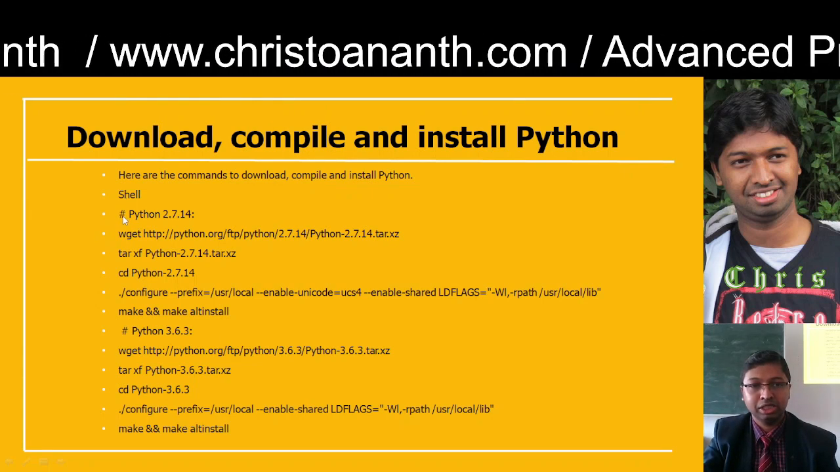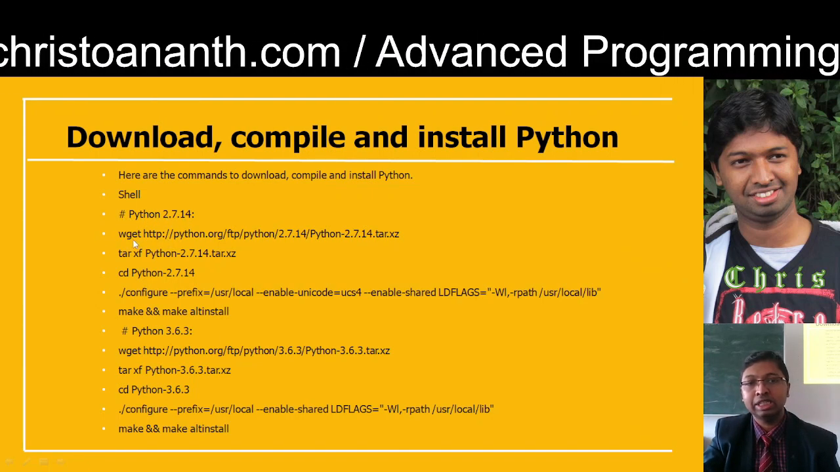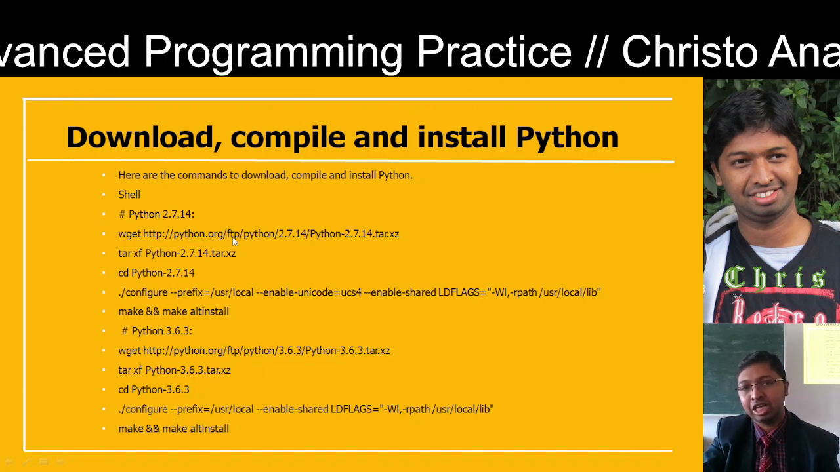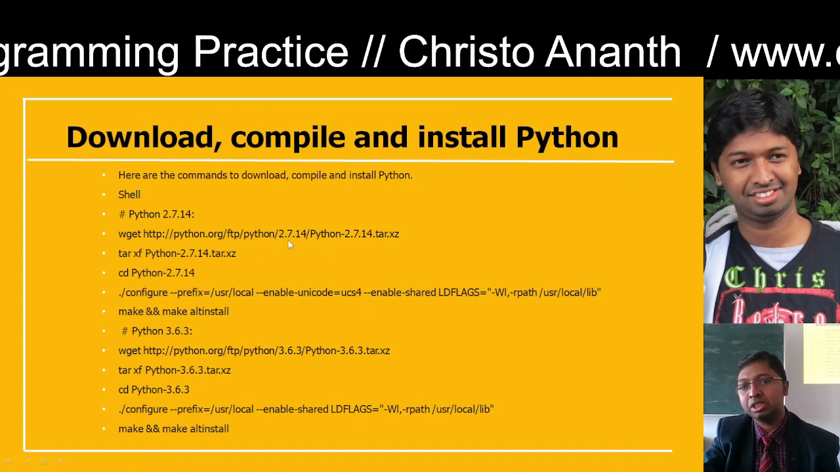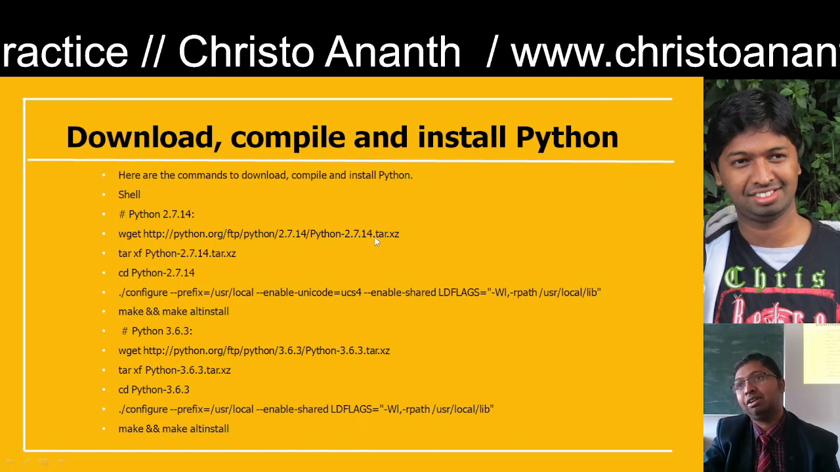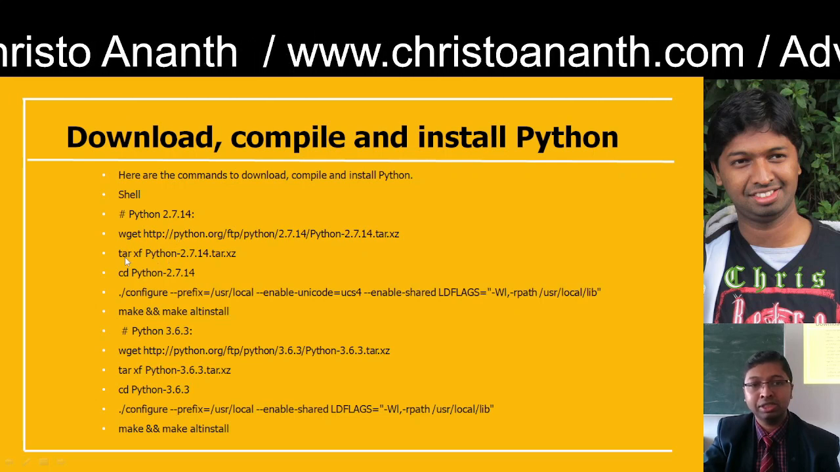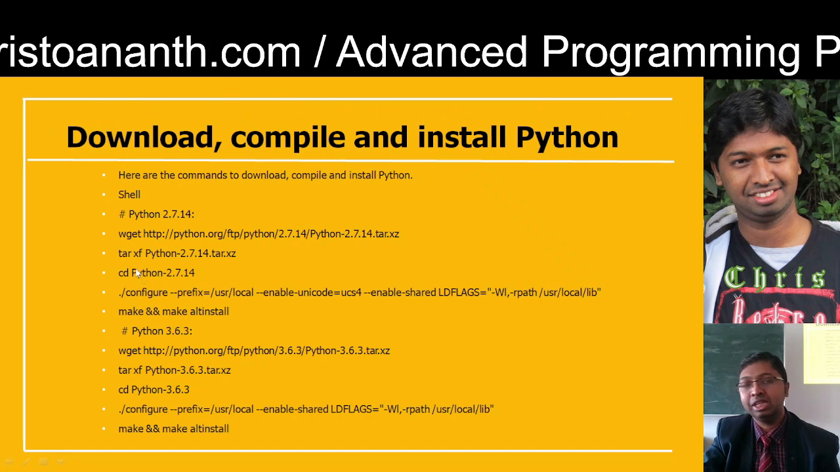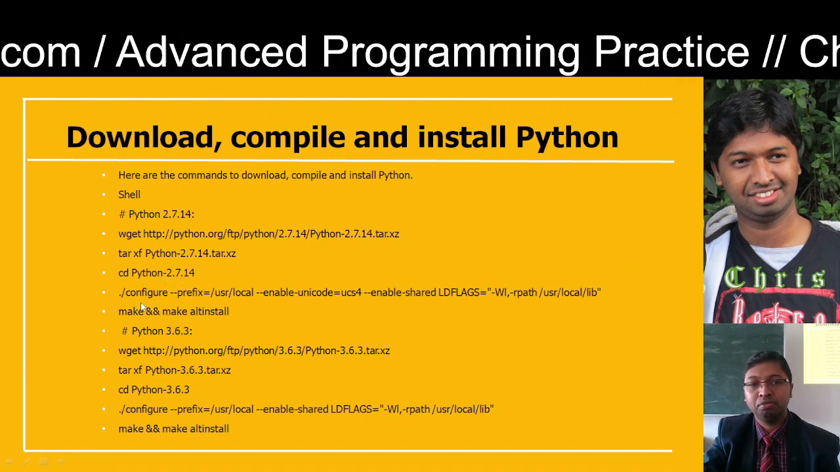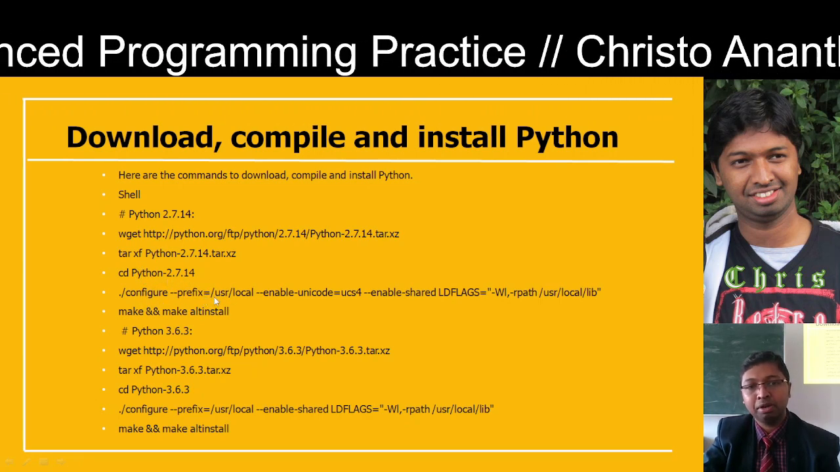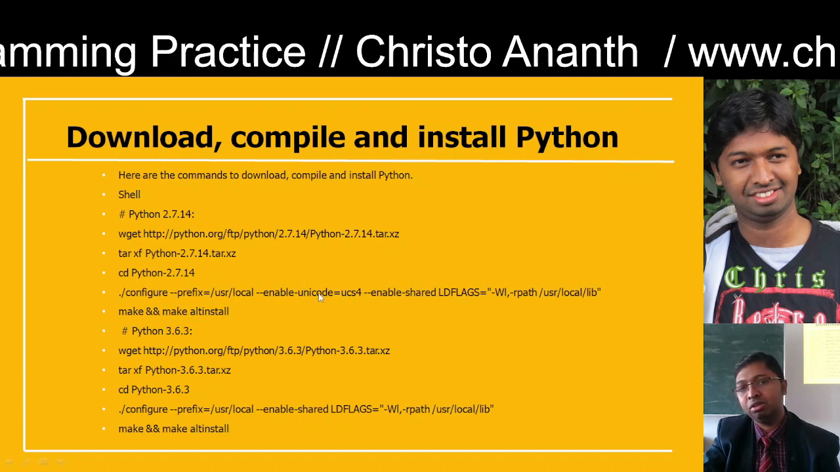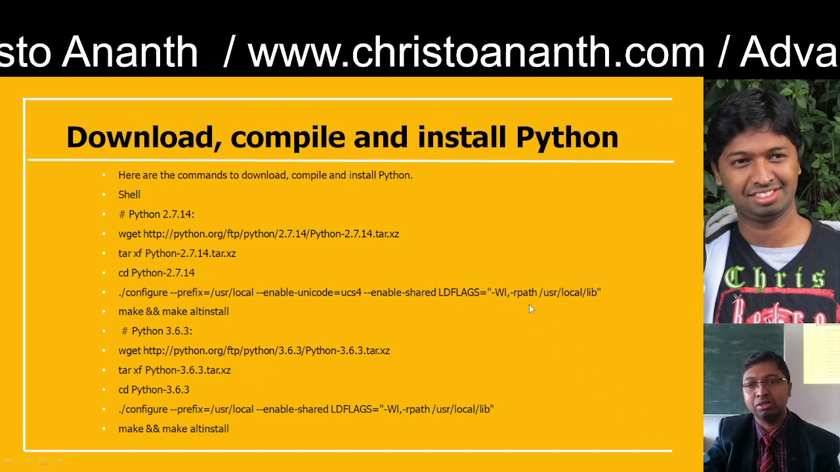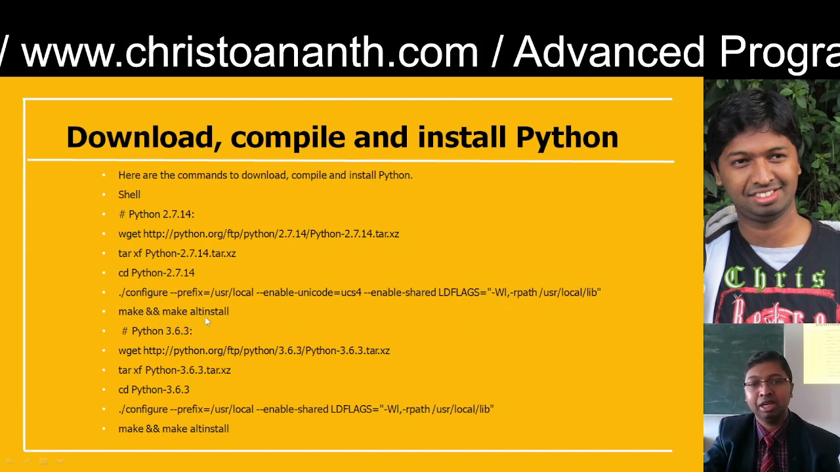So you will have within the shell, wget Python 2.7.14, okay. So you are going to get this one from python.org, okay, over FTP, the Python 2.7.14 version tar.xz, okay. So you'll go with tar xf Python, the version, okay, tar.xz. Okay, and you change the directory to Python 2.7.14. So you configure, okay, the prefix /usr/local, enable Unicode UCS4, enable shared, the LDFLAGS, okay. So we'll go with make and make altinstall.